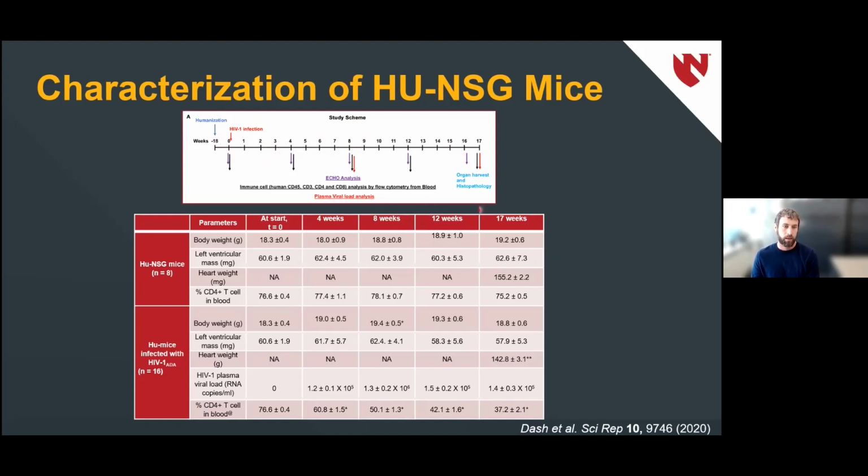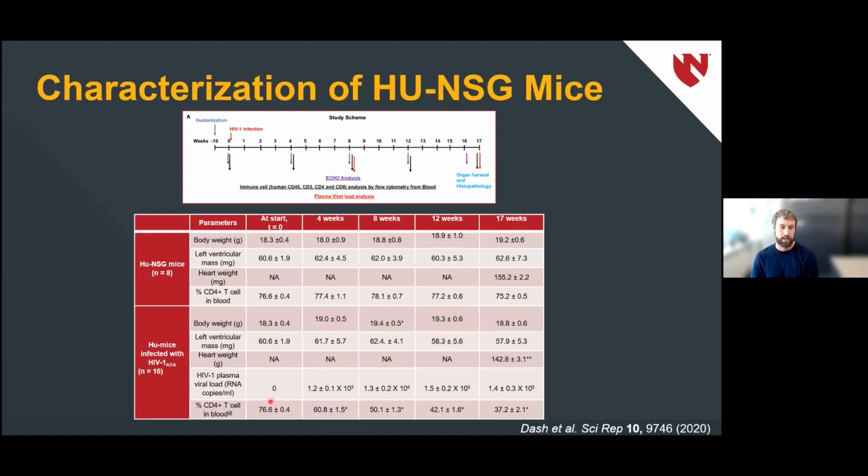As we look, the body weight was not significantly different between the humanized mice that were uninfected and the humanized mice that were infected with HIV. We see that starting at 4 weeks post HIV infection, there's about 1.2 to 1.5 times 10 to the 5 RNA copies of HIV-1 per milliliter of blood.